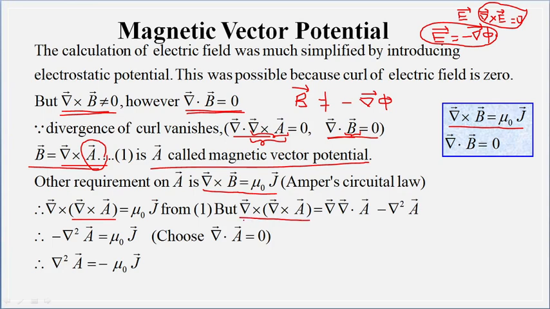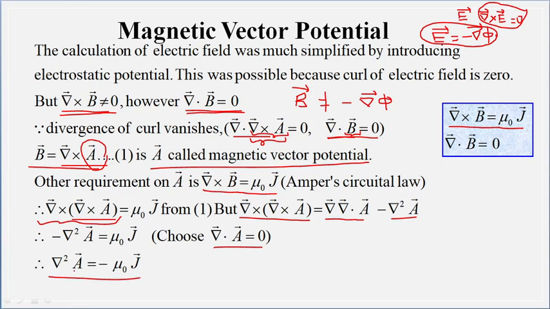We have defined this in the first term, that A cross B cross C, the vector triple product, is the gradient of divergence of A minus del square A. We have used this expansion for the vector triple product. But just to simplify, we'll choose that divergence of A is 0. Then we get minus del square A equal to mu naught J. So del square A equal to minus mu naught J.